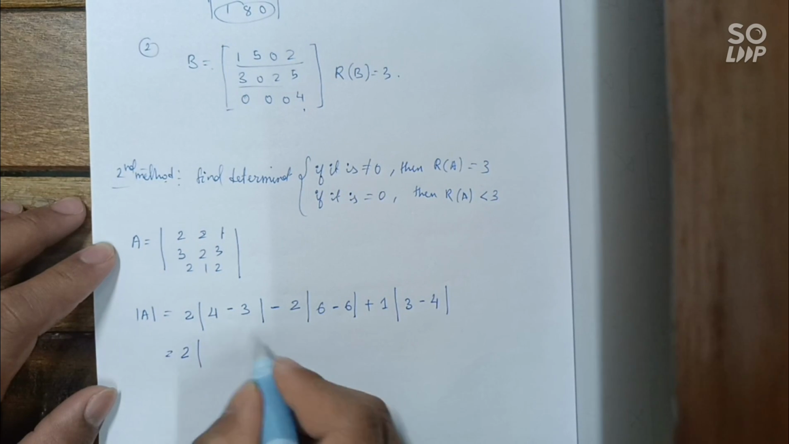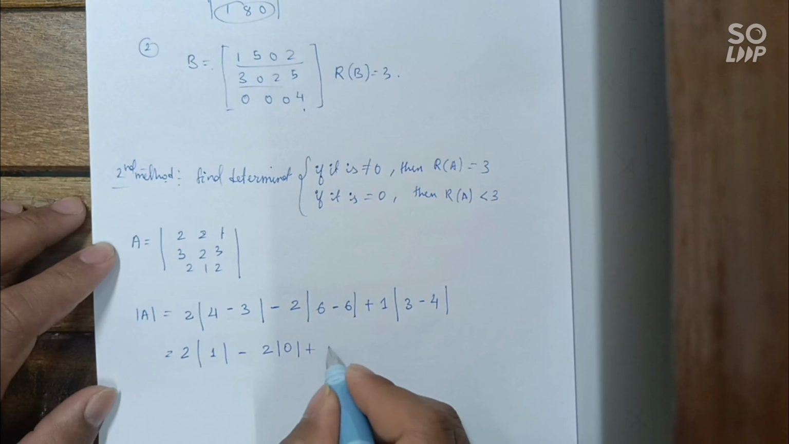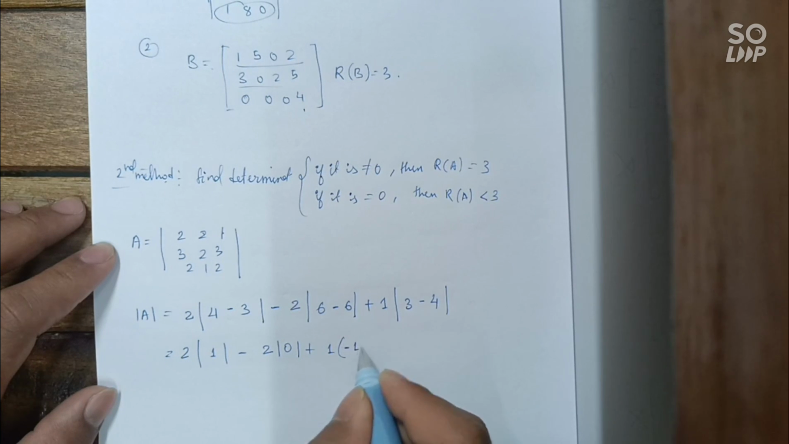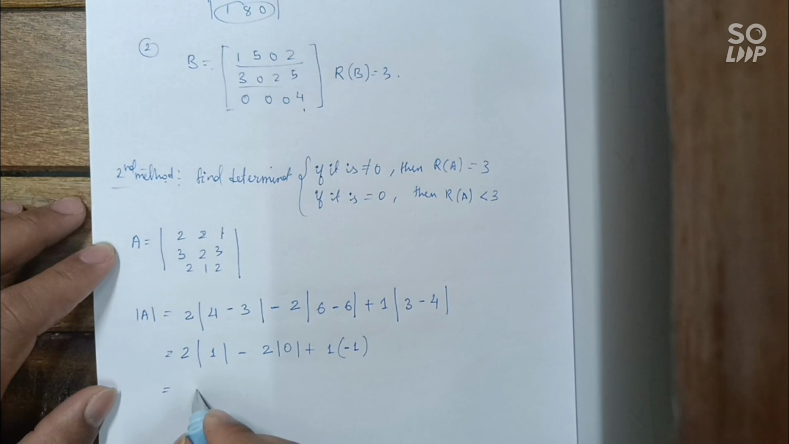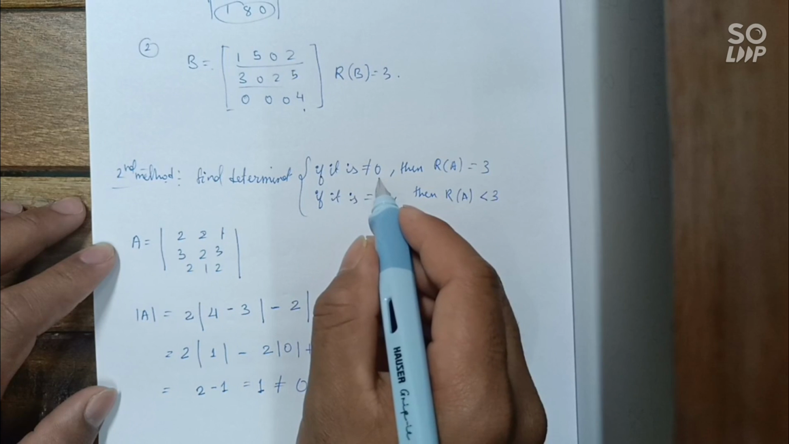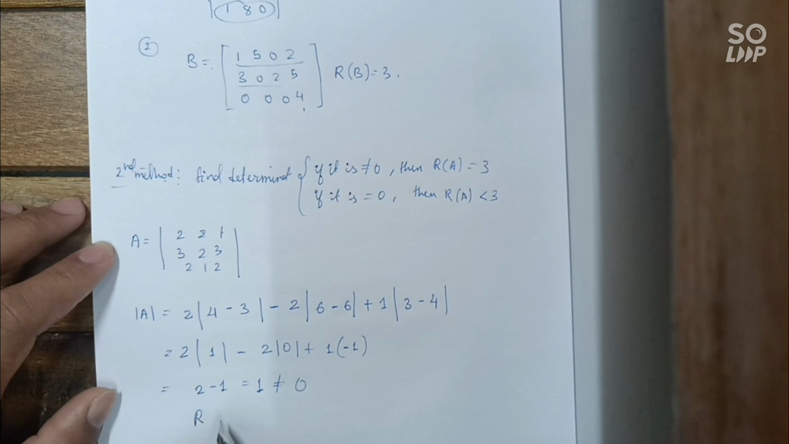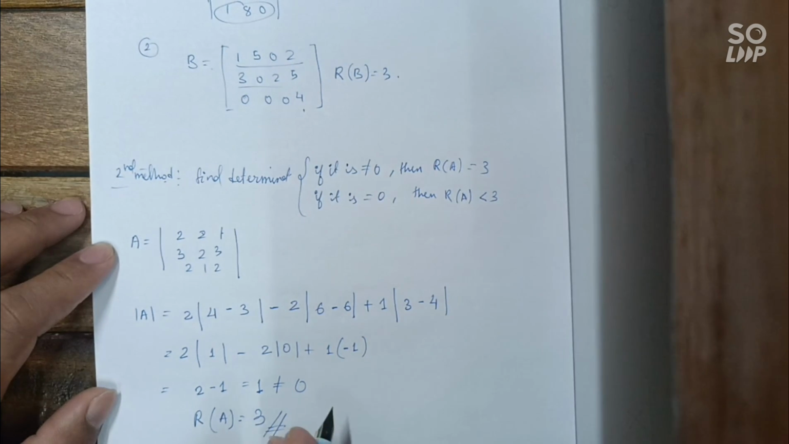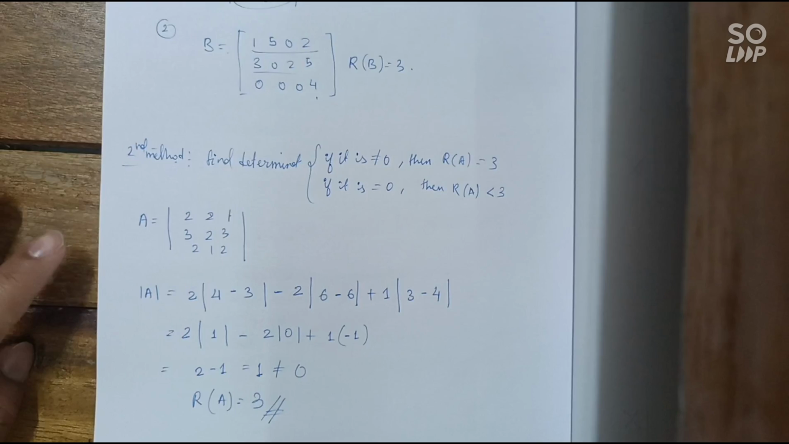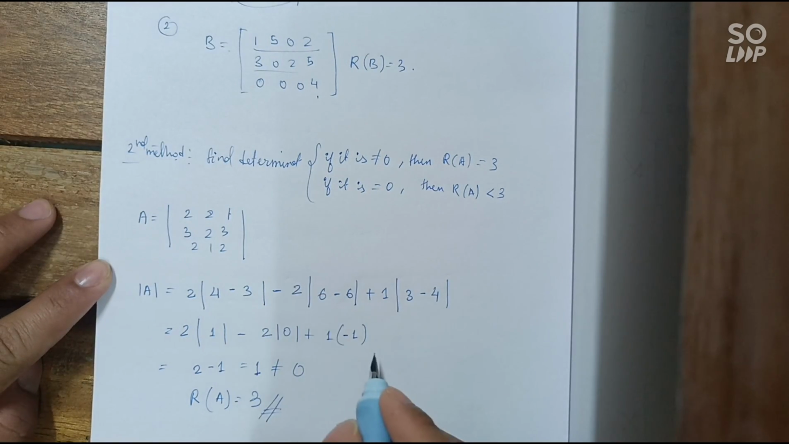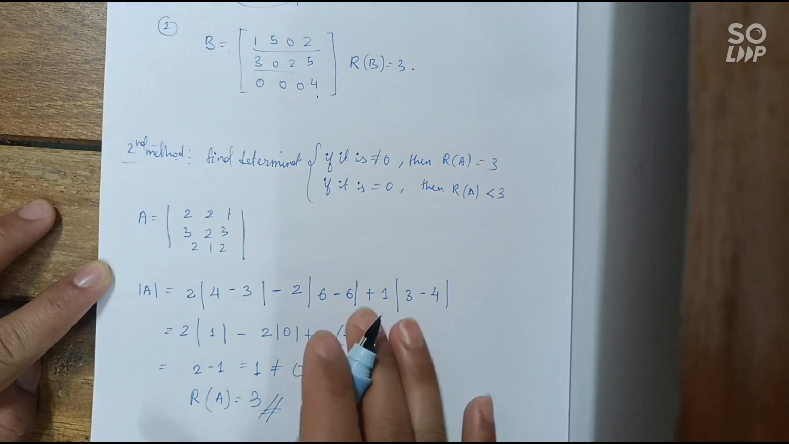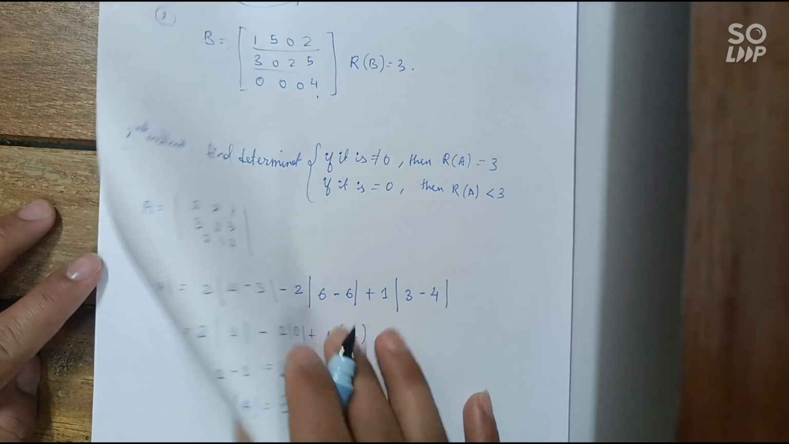We get 2 times 1 minus 2 times 0 plus 1 times minus 1. So we get here 2 minus 1, which is equal to 1, and it's not equal to 0. So looking at this condition, we get that the rank of matrix A is going to be 3. As we have finished this, let's move into the next method. The next method we'll be finding by echelon form.